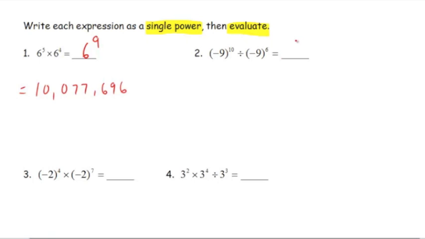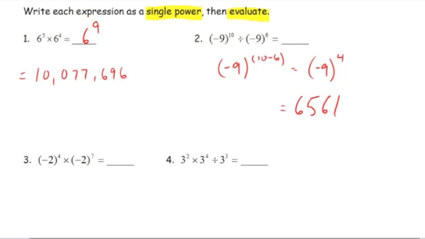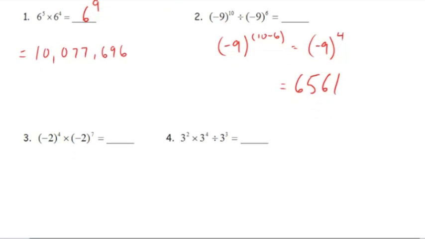Question number 2, the bases are the same. This is a quotient of powers, so this is where our base stays the same, and then we subtract our exponents. So this becomes -9 is the base, and the power is 10 minus 6, or -9 to the power of 4. And we can plug in our calculator. We should get 6,561.